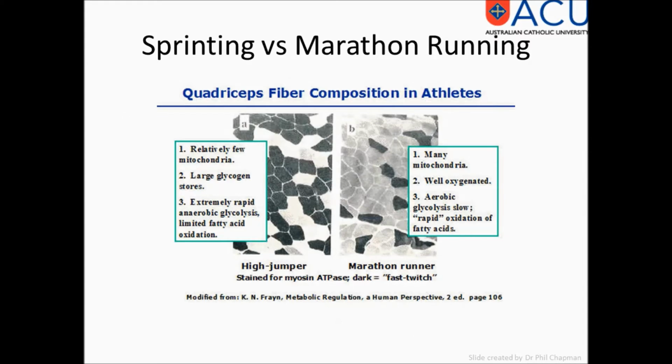This is a repeat of the slide I showed a couple of videos ago of muscle from our fast twitch athlete, the high jumper, versus the marathon runner. And the marathon runner has all these slow twitch fibers, these lighter stained fibers, compared to the black ones, which are the fast twitch fibers, where the high jumper has quite a lot of those. And the characteristics of a marathoner, they have many mitochondria, they have lots of capillaries feeding the mitochondria with oxygen, and relies predominantly on aerobic glycolysis and the oxidation of fatty acids.